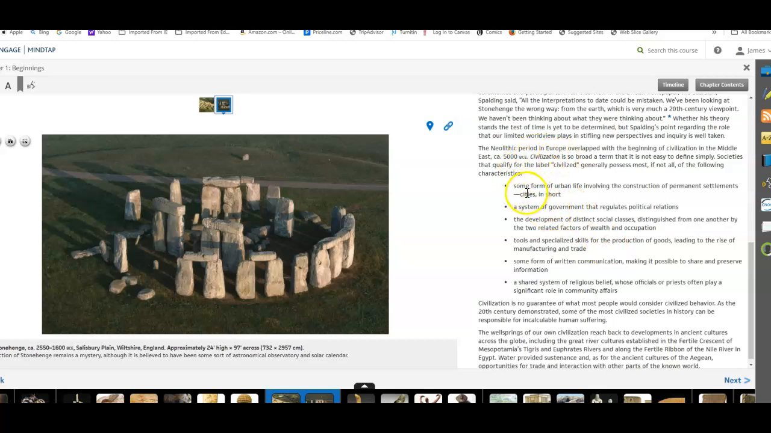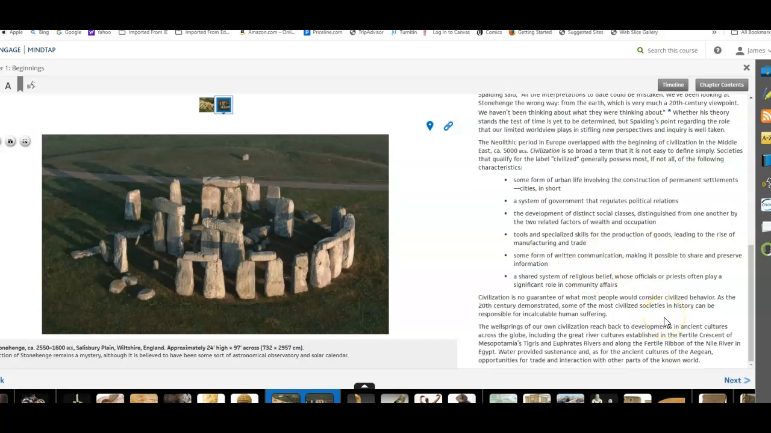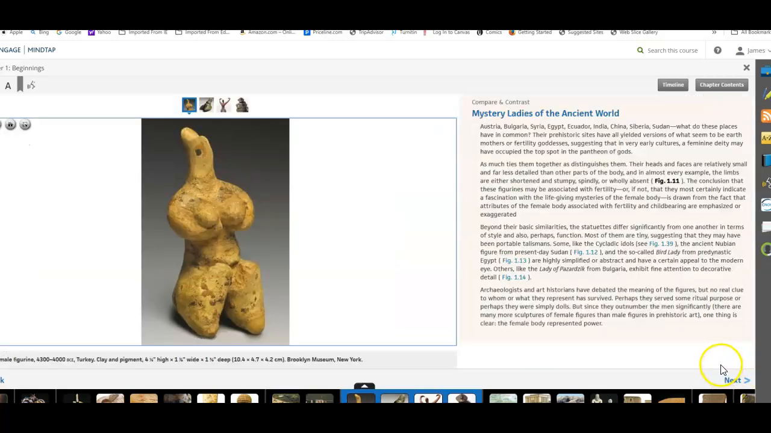It also offers here that about civilization, what has to be part of a culture in order for it to be considered a civilization. Some sort of urban life with construction of permanent settlements. A government system must be put into place. Social classes emerge. Tools of specialized skills, written communication of some sort, and shared religious beliefs. All those help make civilization.